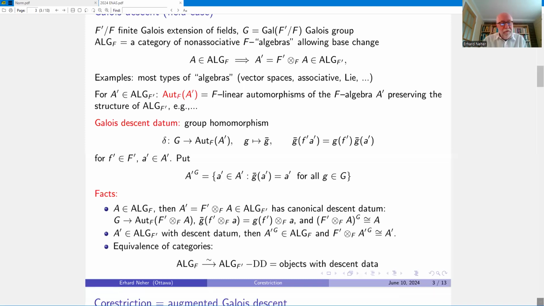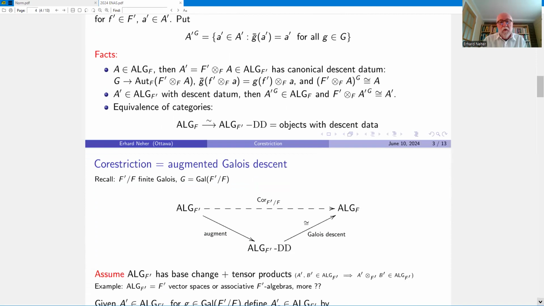Now, in order to define corestriction, we use some trick. Namely, the general goal, let me recall, is to go from Alg F prime using corestriction to Alg F. So how do we do this? Well, the trick is that we move from Alg F prime to the subcategory of Alg F prime with descent data. And then we use Galois descent to get to Alg F.